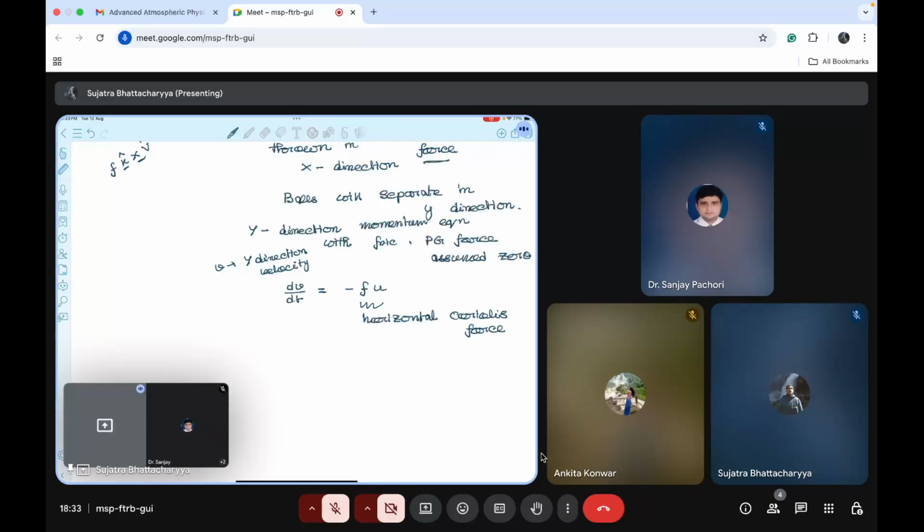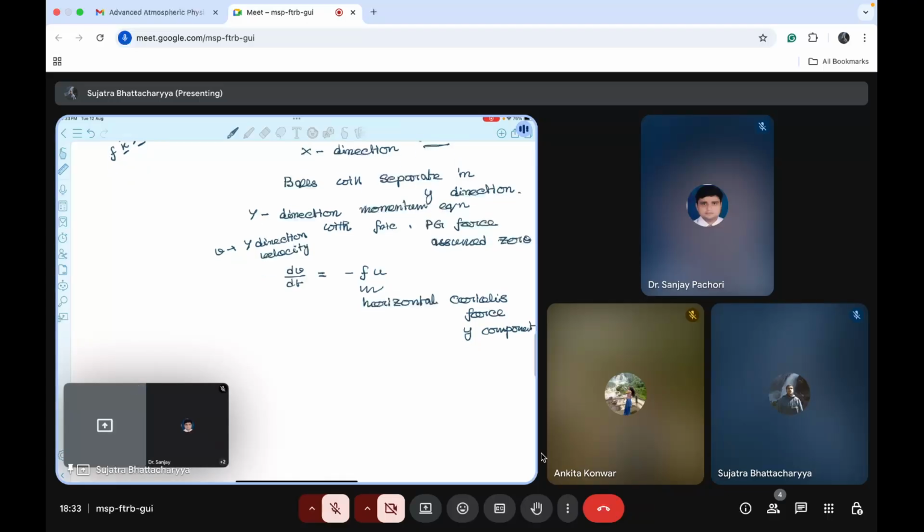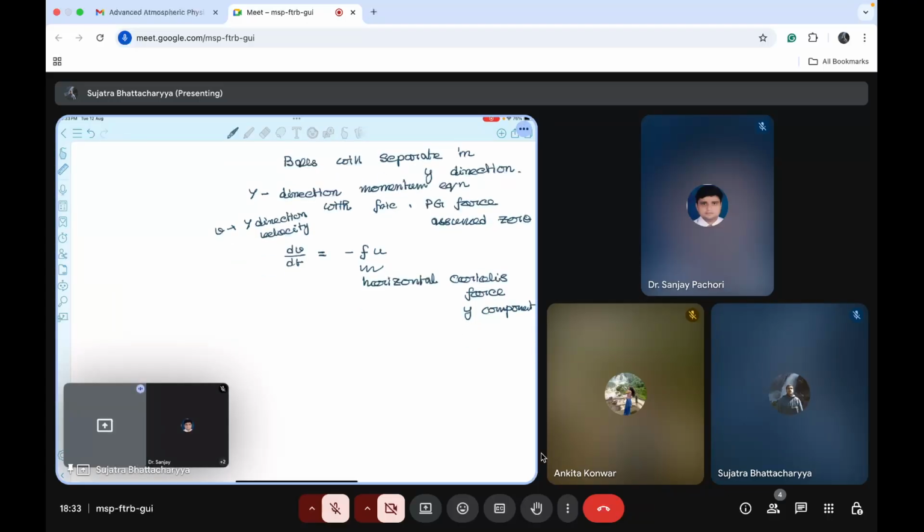Horizontal Coriolis force, y component. That's why dv/dt is this. Just check the previous problem solving session, where we have derived it. So if this is our momentum equation, we will proceed. So dv/dt is equal to minus fu.